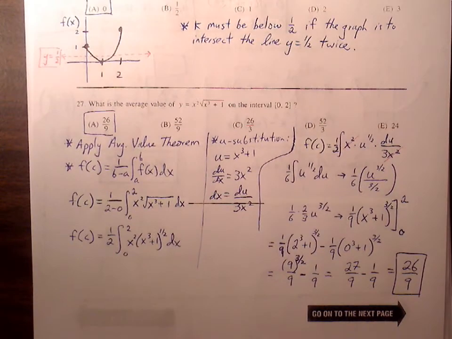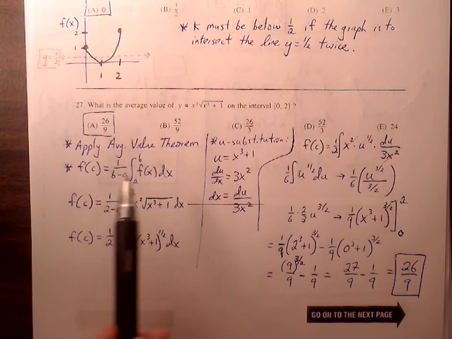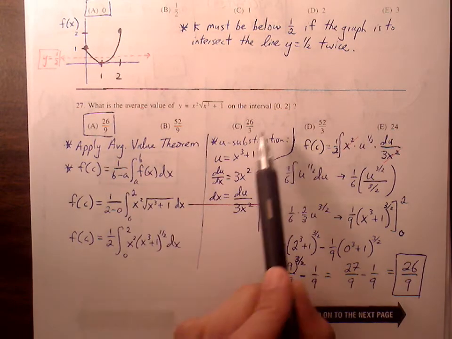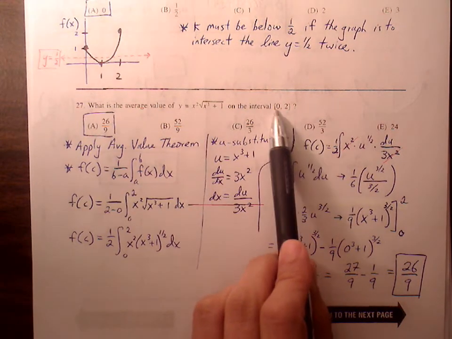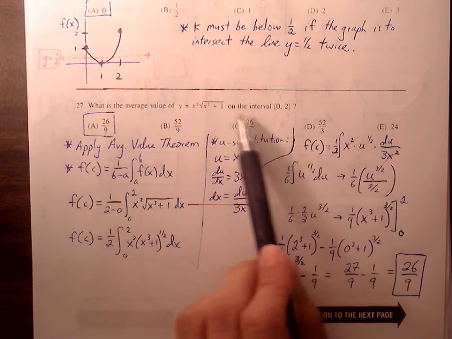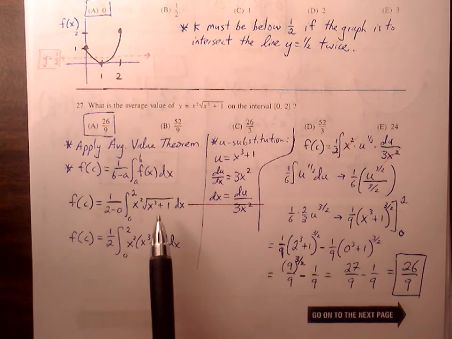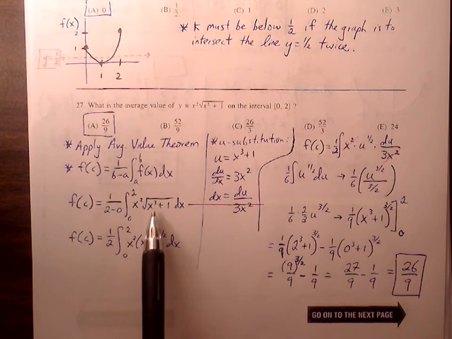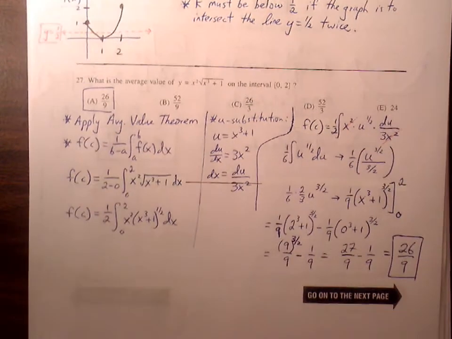So for average value, we apply the average value theorem: 1 over b minus a, integral from a to b of f of x dx. We just go ahead and put everything in. A and b are our 0 and 2. Here's our function. Clean this up a little bit, we get 1/2. Rewrite the radical as a rational exponent.